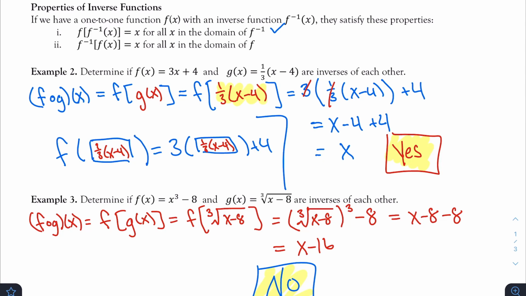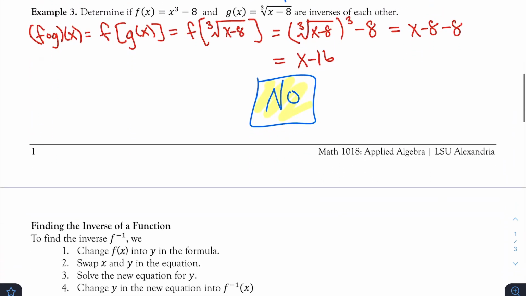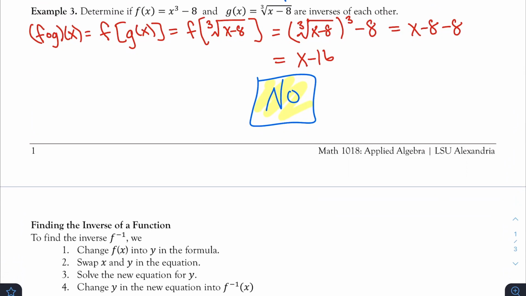So for example 3, take a minute to see if you can do something very similar. I'm asking the same question, but with different functions. See if these two functions, f and g, are inverses of each other or not. I would recommend pausing this video for a moment. After a few seconds, the solution will pop up on this video. If you got it correct, that's great. If you did not get it correct, you can go ahead and pause the video to see what work you were missing.